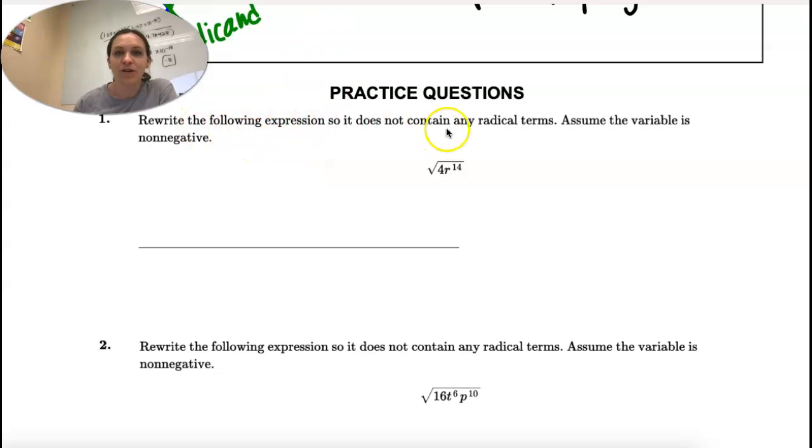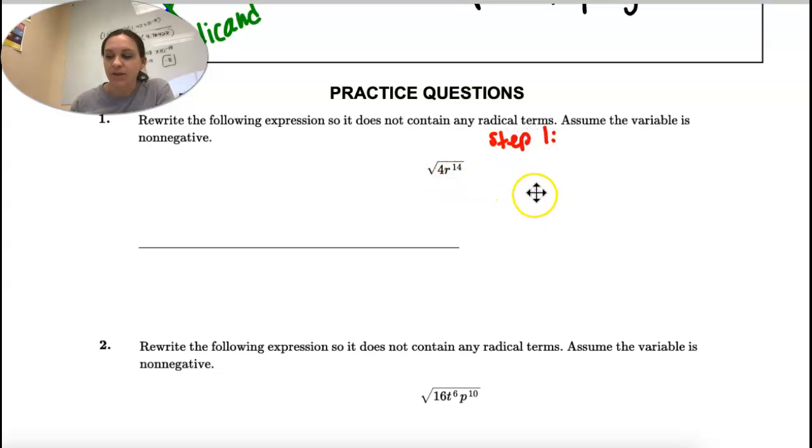Okay, number one, we're going to rewrite this so it does not contain radical terms. And then the variable has to be non-negative. If it's negative, it's undefined. Alright, so step one, rewrite all of this into perfect squares.